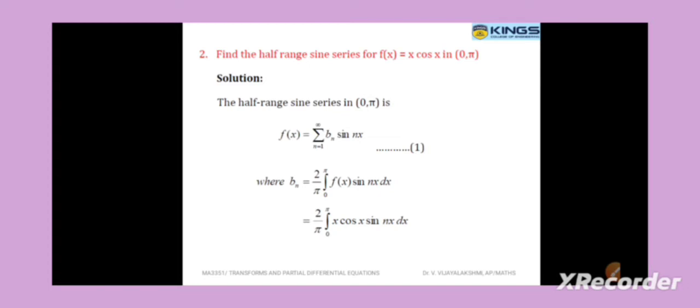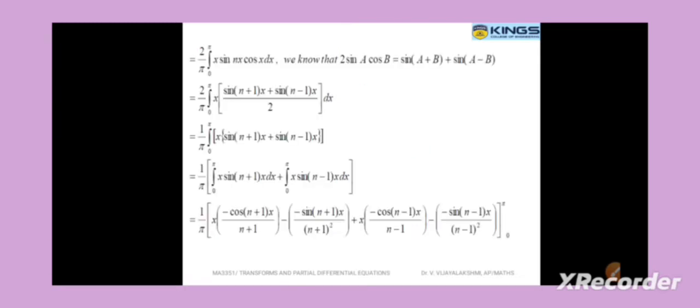Now for the second problem, find the half-range Fourier sine series for the function f of x equal to x cos x in the interval 0, pi. So in the interval 0, pi, we know the Fourier sine series formula. f of x equal to summation n equal to 1 to infinity bn sine nx. And the value of bn is 2 by pi integral 0 to pi f of x sine nx dx. Here we have to replace the value of f of x, which is x cos x into sine nx dx.